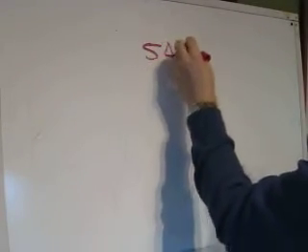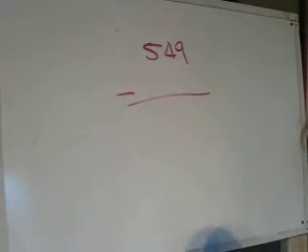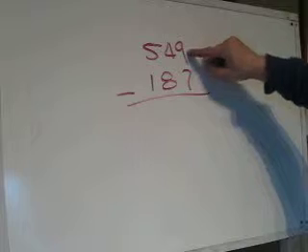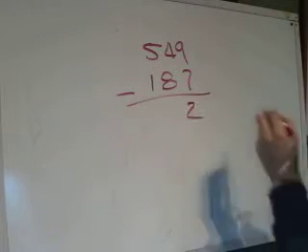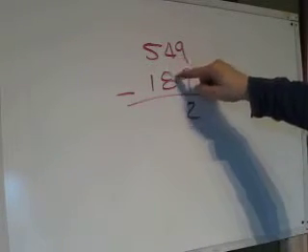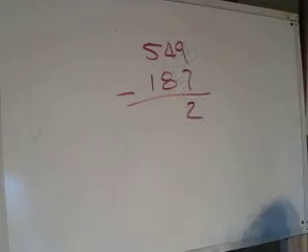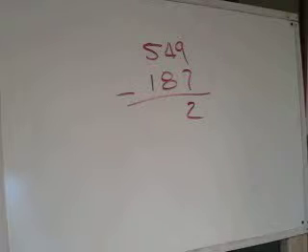Let's try a couple three-digit numbers. 549, and let's do 187. Okay. This 9 is greater than 7. We can subtract, no problem. But we get to this tens digit here, the 4 and the 8. The 8 is larger. We can't subtract 8 from 4, so we have to change the value of that 4 so that we can subtract 8 from it.